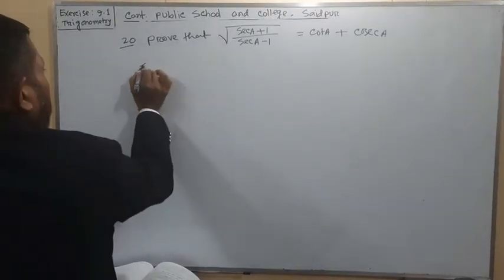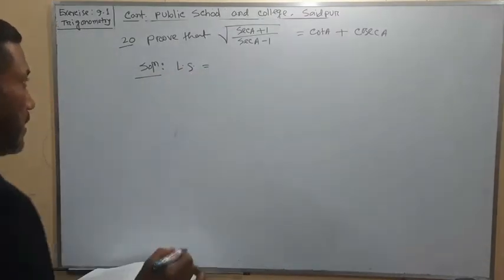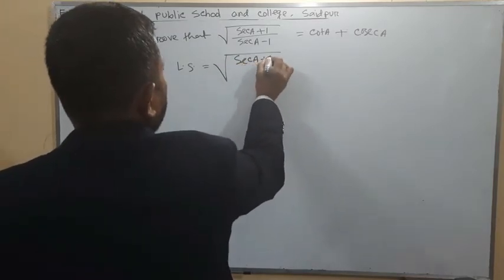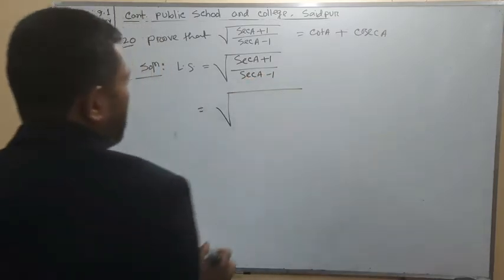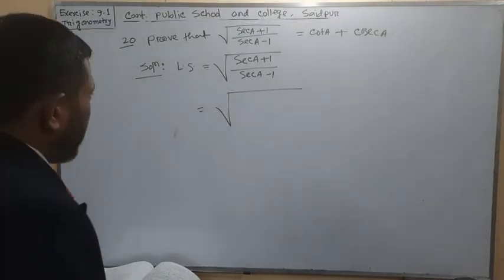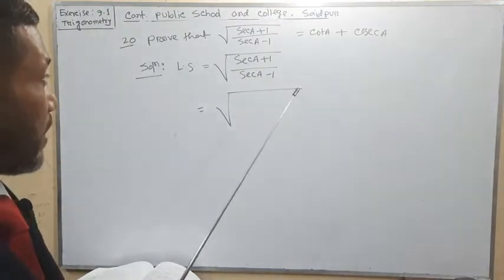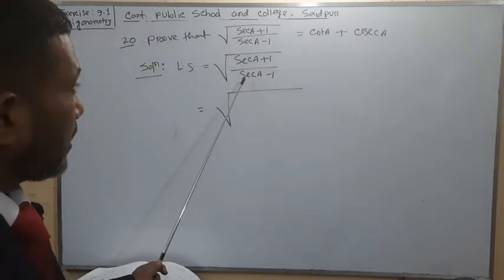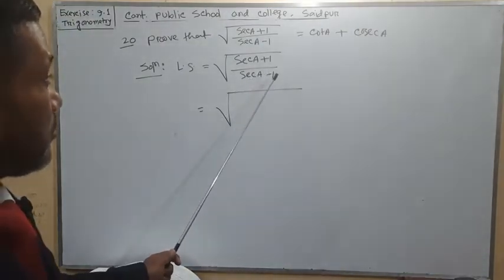Now I am solving this in the left side. Square root of (sec A plus 1) by (sec A minus 1). We will make the denominator in the form of (A plus B) into (A minus B), that is A square minus B square. Here I have sec A minus 1, that is A minus B. Here sec A is A and 1 is B.